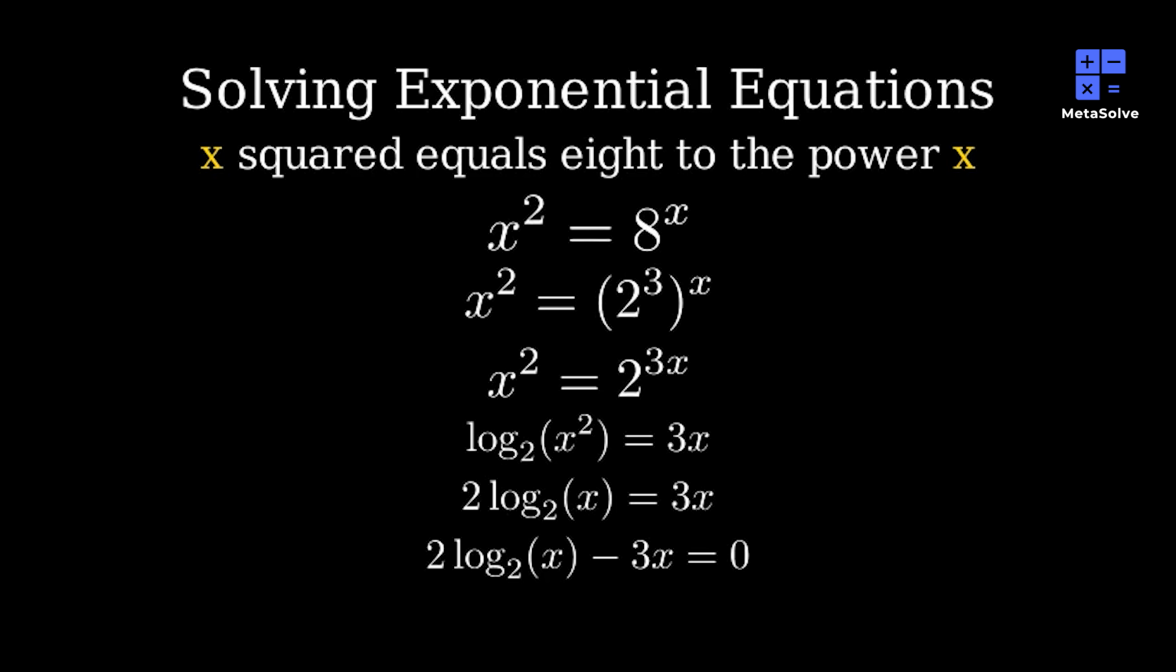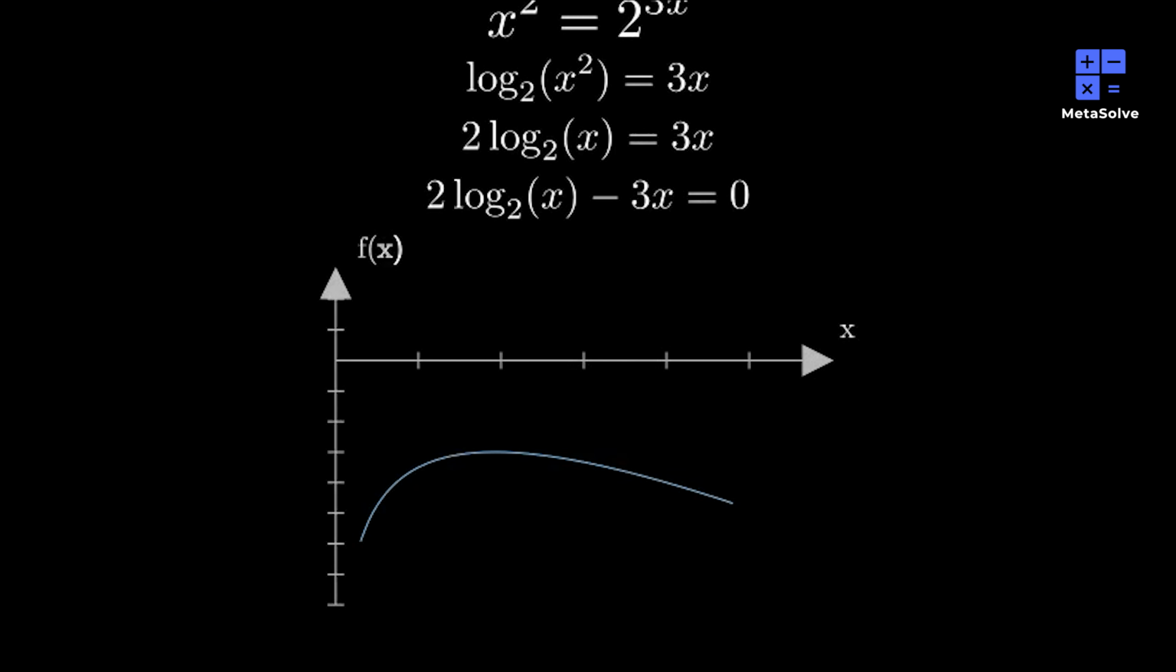On the horizontal axis, we have x. On the vertical axis, we have f of x. We'll plot the function and look for points where it crosses the x-axis. Those will be our solutions. We see the graph crosses the x-axis in 2 places, indicating 2 real solutions.